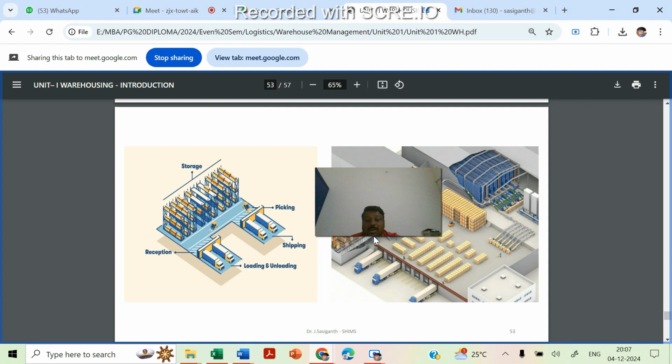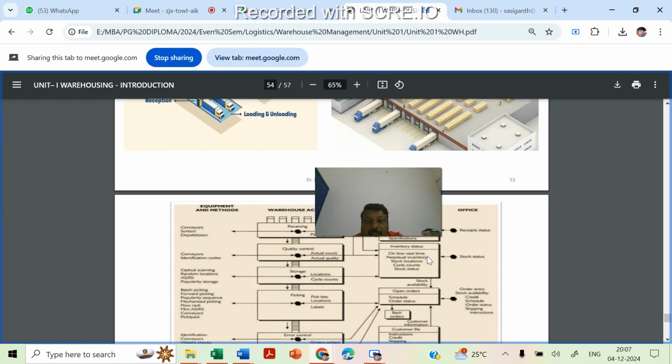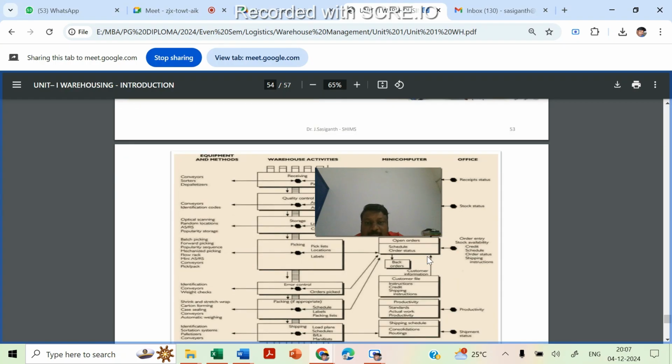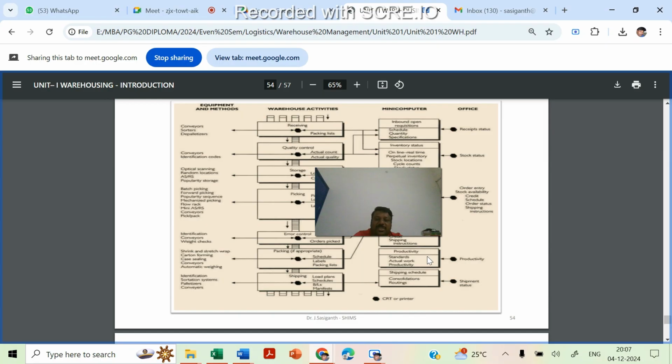You need to decide where you unload, where you load, where you ship from one place to another. For example, if two warehouses are there, accordingly you need to arrange it: which is reception and which is a picking point. So you need to be very clear in briefing all this. Then I will go through the warehouse activities, the equipment and methods, and what is happening there.